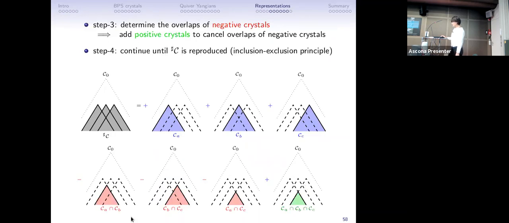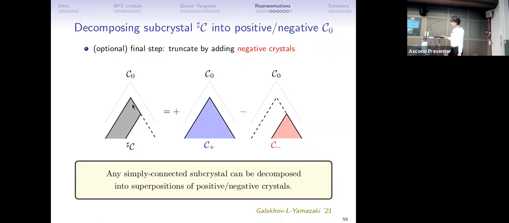Then this negative crystal will also overlap, so take this more complicated example. It has 3 positive crystals and then 3 negative crystals. But then the 3 negative crystals will also overlap later. So we need to add some positive crystal to cancel the overlap of the negative crystals. So you just go on until it terminates. Now you can also have a subcrystal like this, where you just add by hand some negative crystal to have this shape. So in the end, any simply connected subcrystal you can describe this way as a superposition of negative and positive crystals.